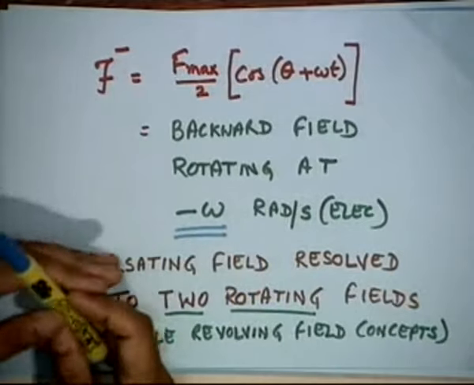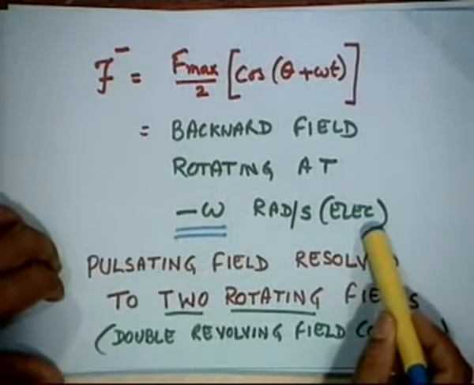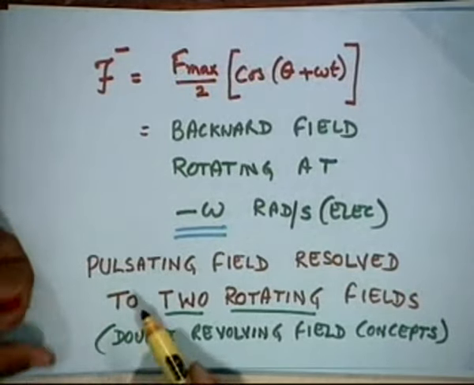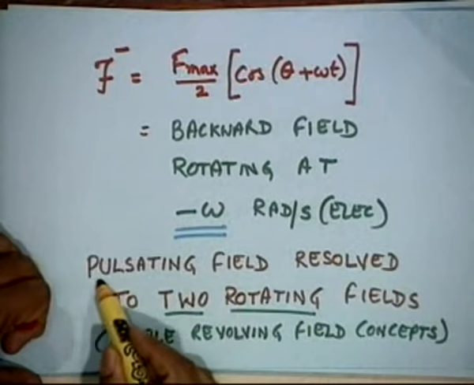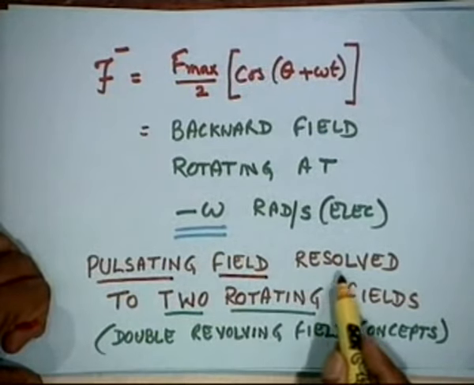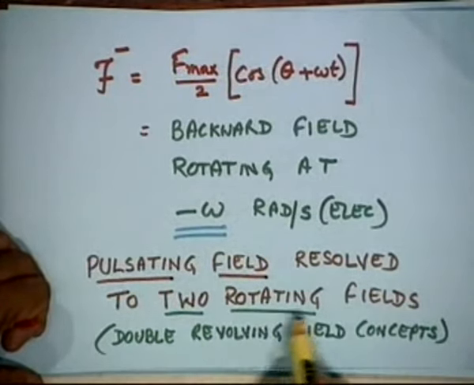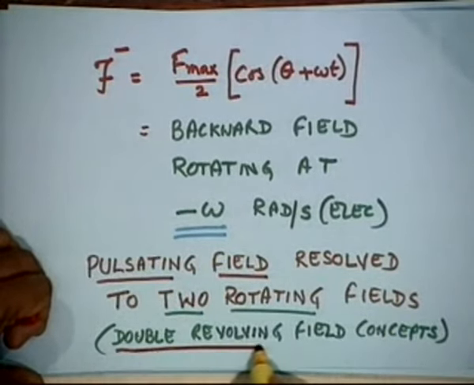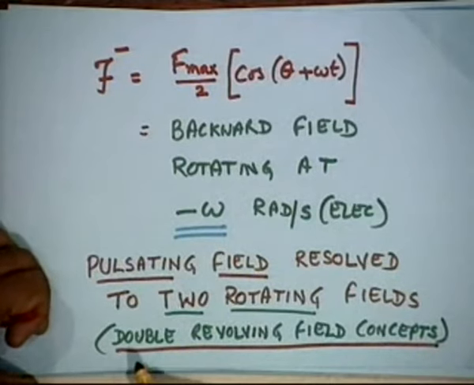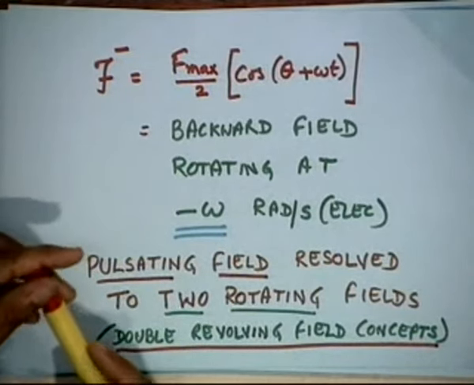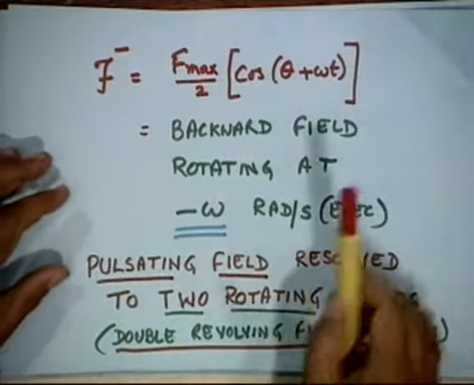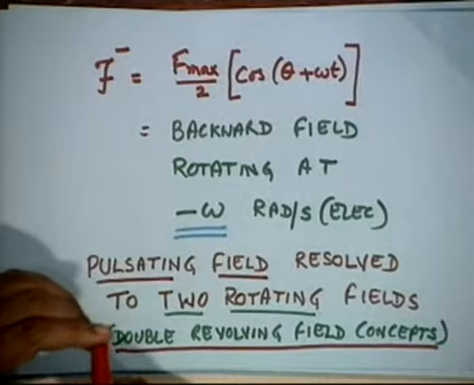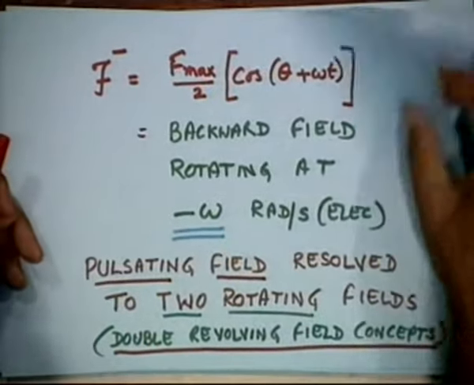So we have two fields, one forward rotating field and one backward rotating field. Therefore, we can conclude that a pulsating field can be resolved into two rotating fields, and this concept is called the double revolving field concept, where we say a pulsating field you represent by two revolving fields. A resultant of two revolving fields creates a pulsating field.